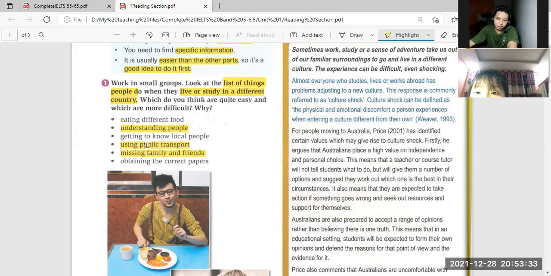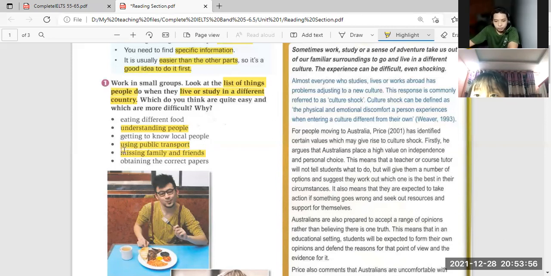Okay, what about using public transport? Why do you think it's easy? Because if you just use public transport, it's very easy to understand people. Okay, so you think when you're using public transport, it's very easy to understand people.